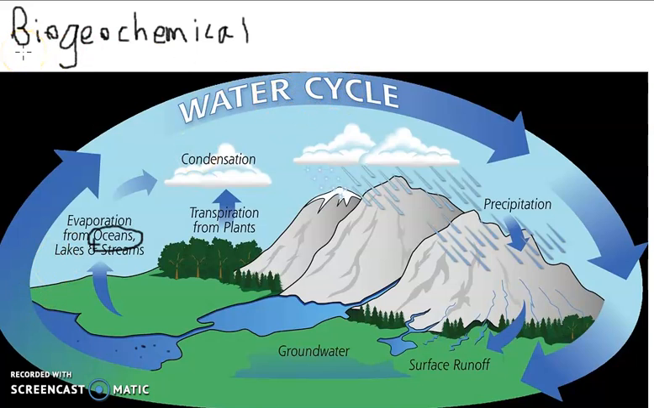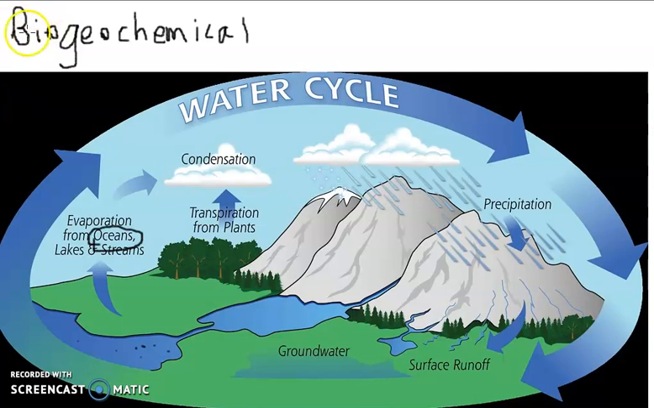The water cycle is a biogeochemical cycle along with the carbon cycle, the nitrogen cycle, and the phosphorus cycle. Now, biogeochemical is a fancy science word you might think at first, but actually it's not that esoteric in terminology.